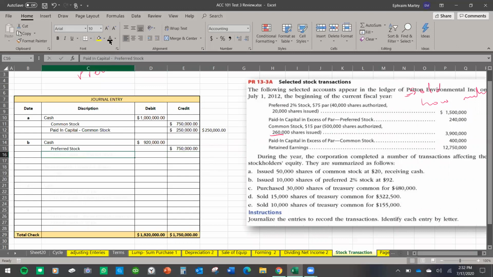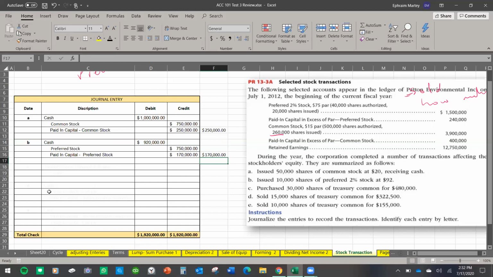So we need to know our paid-in capital for this one. We take debit minus credit, and then everything on the left and right equals. Or you can do that by 10,000 multiplied by the difference: you sold it for 92, but it's only worth 75. You still have 170,000.